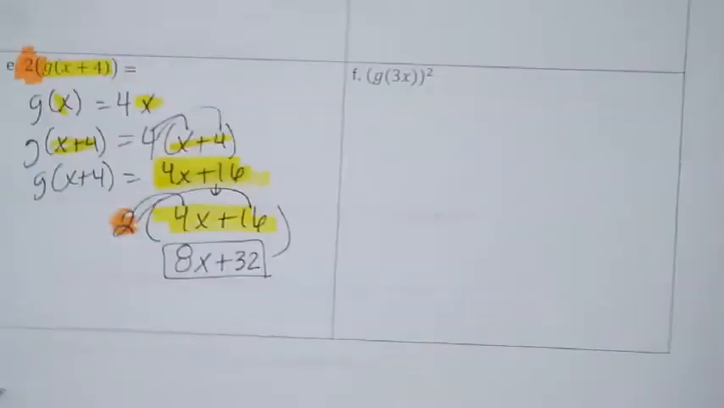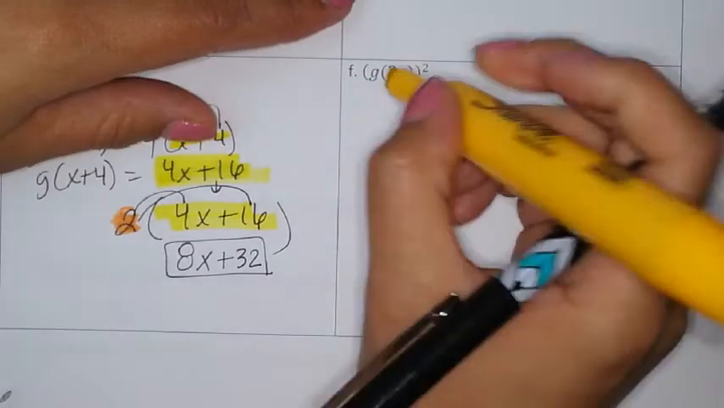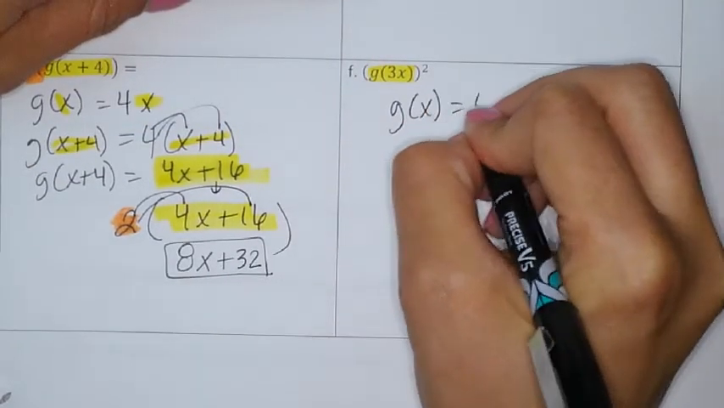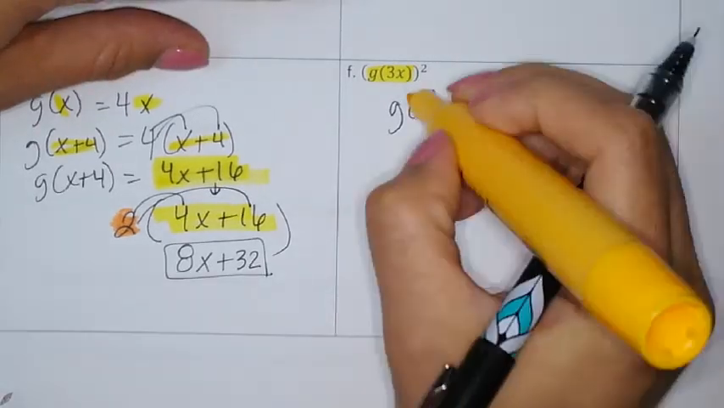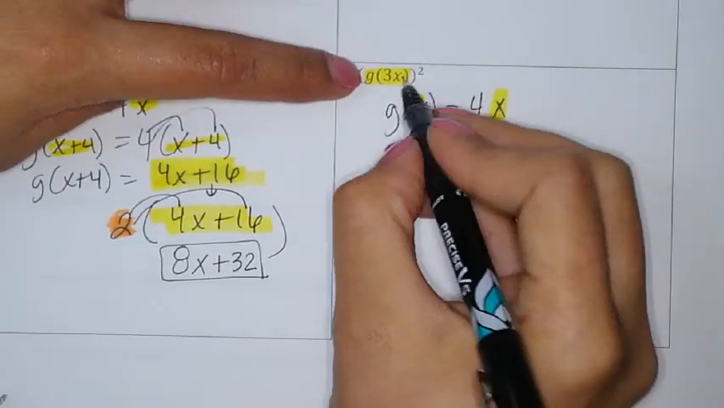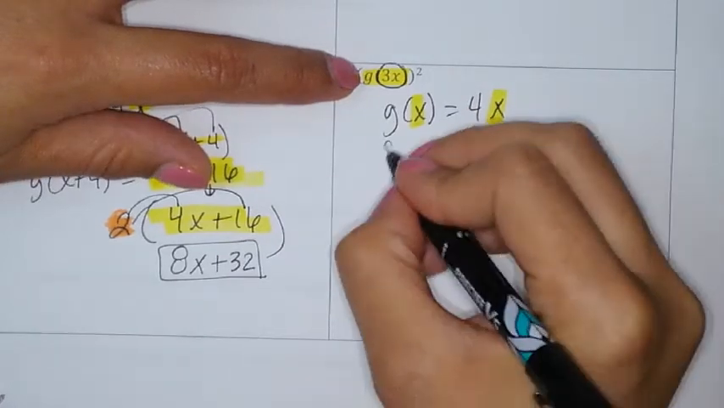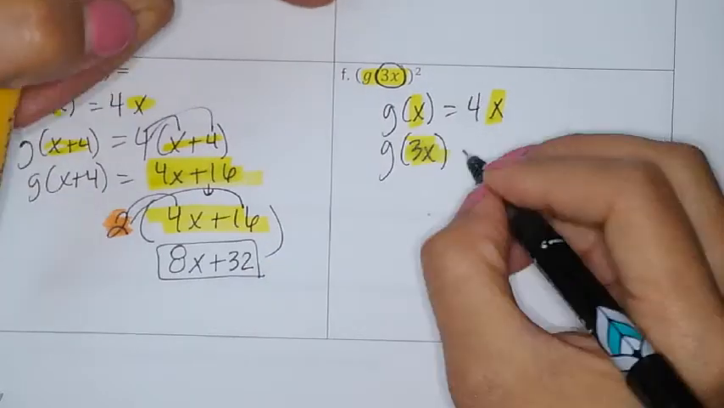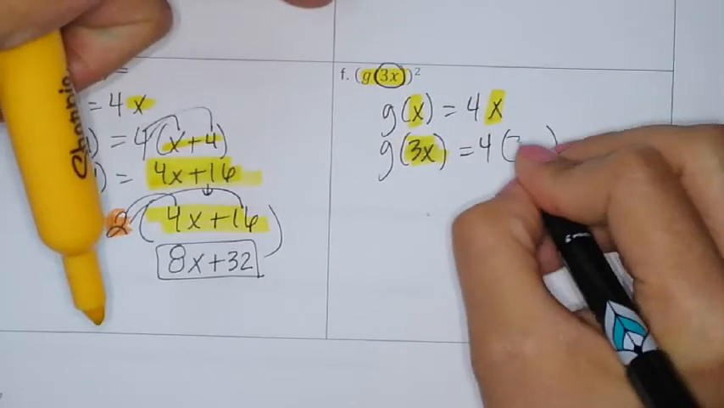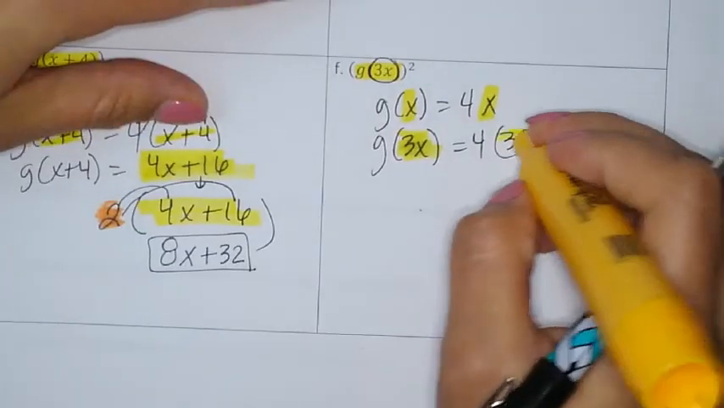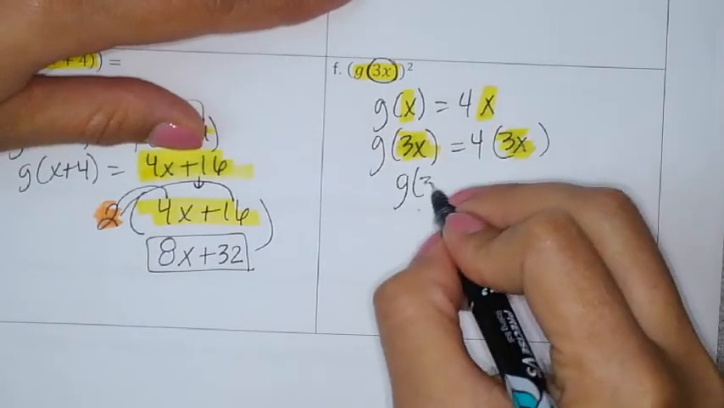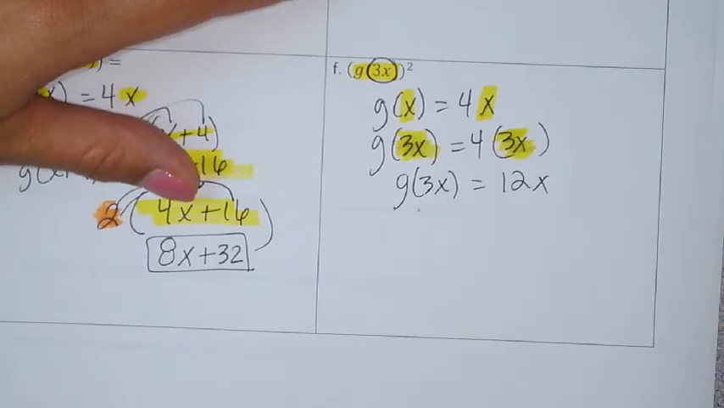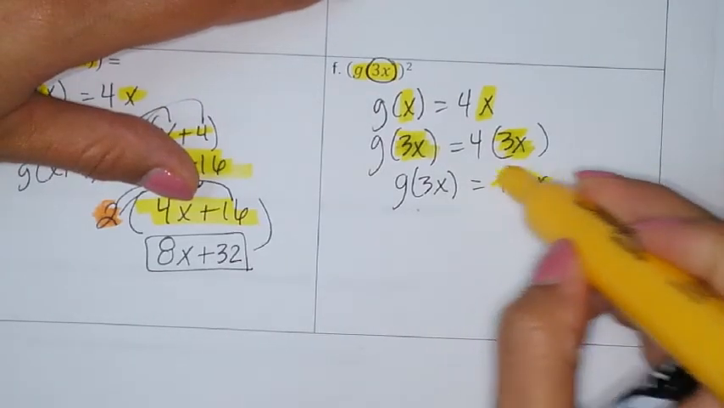Okay? Over here also, I need to first know what this part is. So g of x, the original, is 4x. Instead of the x, I need to sub it by 3x, right? So g of 3x. So instead of the x, I have 3x. I'm going to substitute it. That would be 12x. So this whole part is 12x.